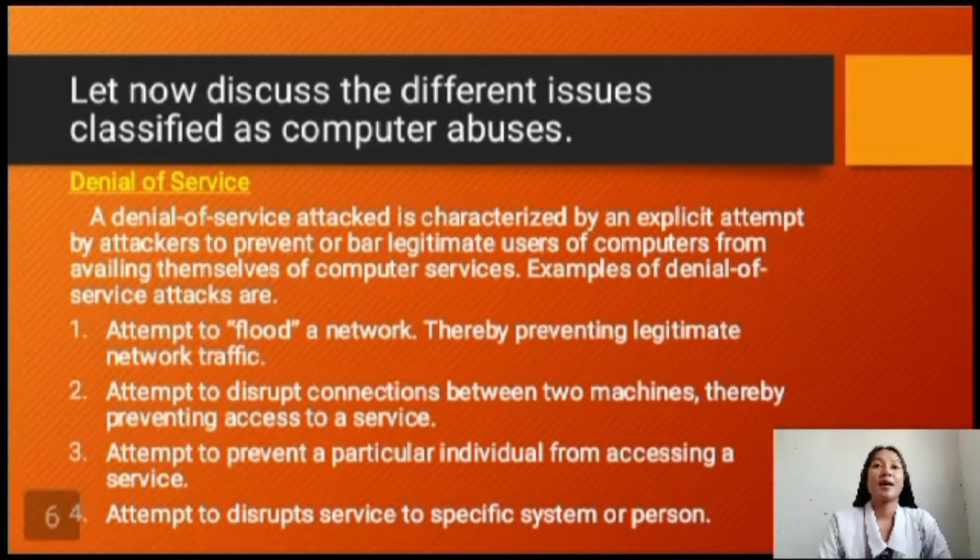Denial of service. A denial of service attack is characterized by an explicit attempt by attackers to prevent or bar legitimate users of computers from availing themselves of computer services. Examples of denial of service attacks are, so meron tayong dito 4 na example. Number 1 is attempt to flood a network, thereby preventing legitimate network traffic. Number 2 is attempt to disrupt connections between two machines, thereby preventing access to a service. Number 3 is attempt to prevent a particular individual from accessing a service. And last, number 4 is attempt to disrupt service to a specific system or person.